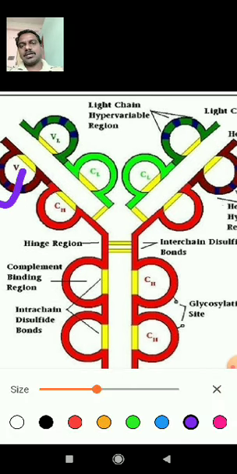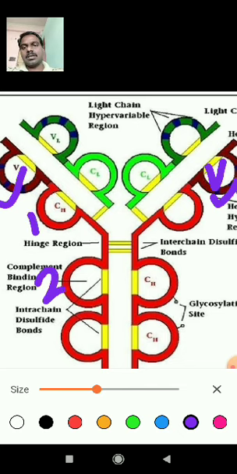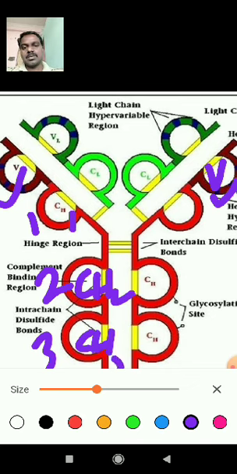See here in the heavy chain. Here also variable domain is present, but there are three constant domains present, that is CH1, CH2 and CH3. The variable region is only one domain on either side, but the constant regions are 1, 2 and 3 depending on the antibody types.